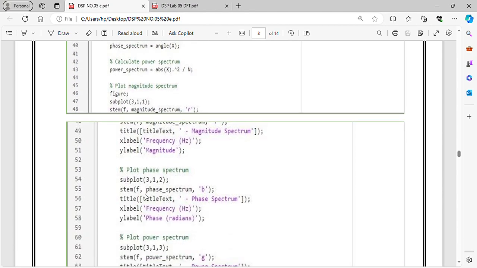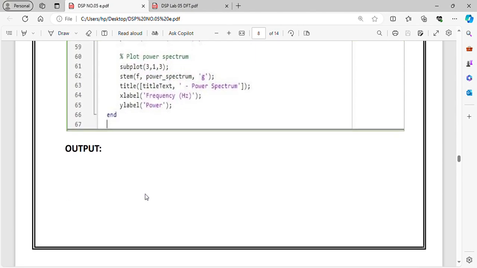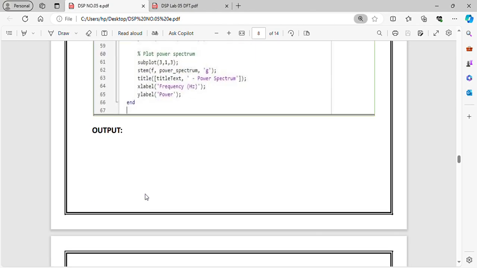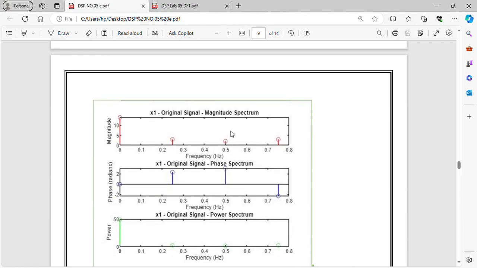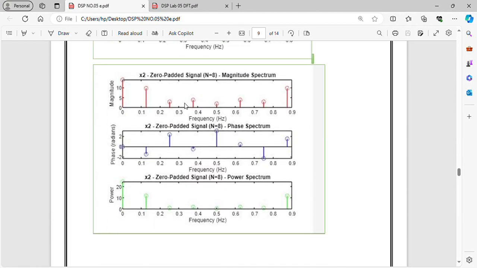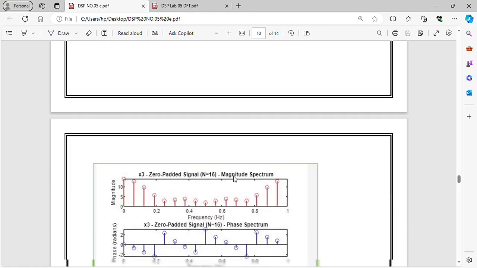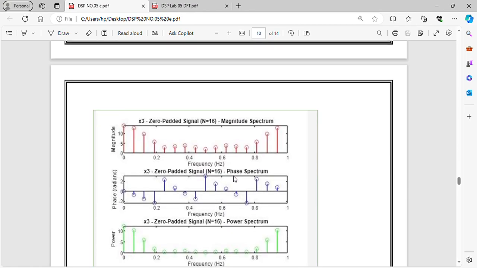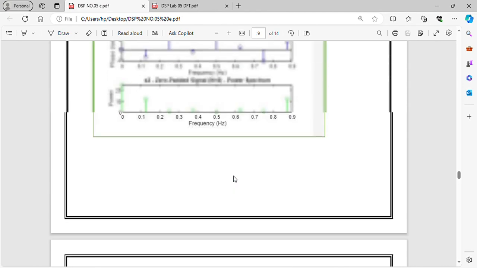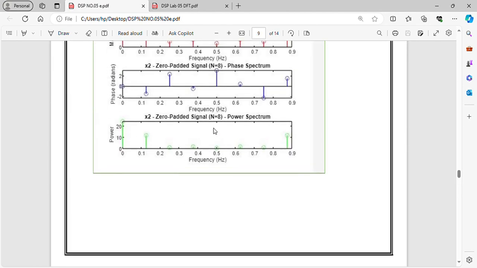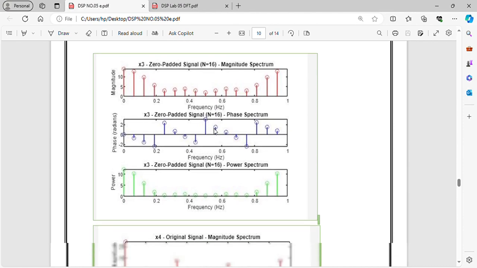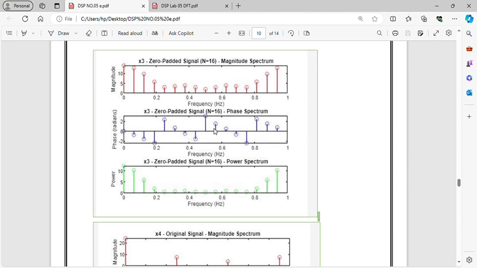plot phase spectrum, plot power spectrum, and the output of the resulting code is this. This is the original signal magnitude spectrum, original signal phase spectrum, and original signal power spectrum. And this is the zero padded signal magnitude spectrum, zero padded signal phase spectrum, and zero padded signal power spectrum. And also the zero padded signal magnitude spectrum when n is equal to 16. In the above, the zero padded signal is given when n is equal to 8, and in this when n is equal to 16. Same for magnitude spectrum, phase spectrum, and power spectrum.